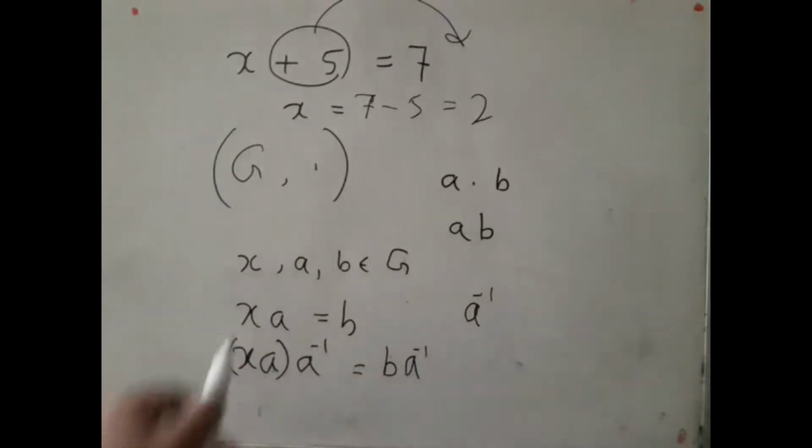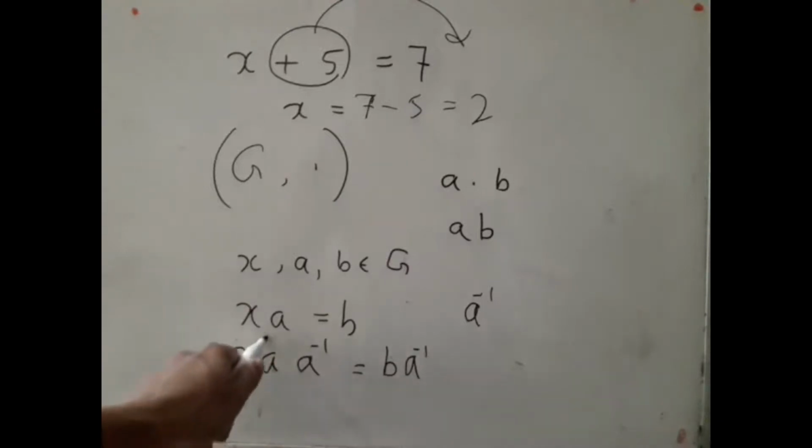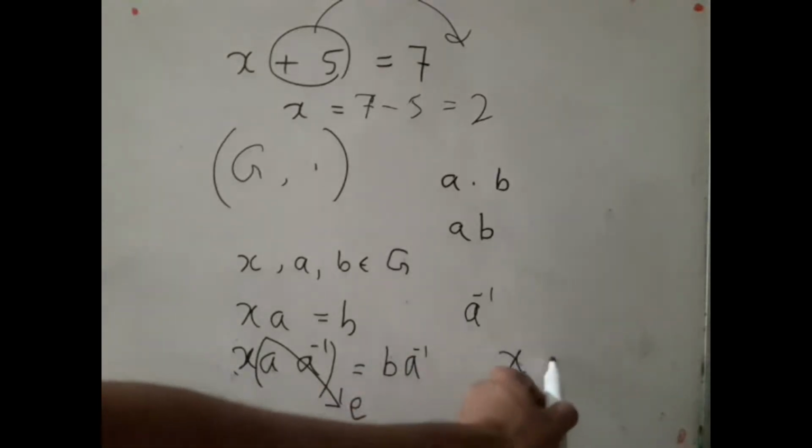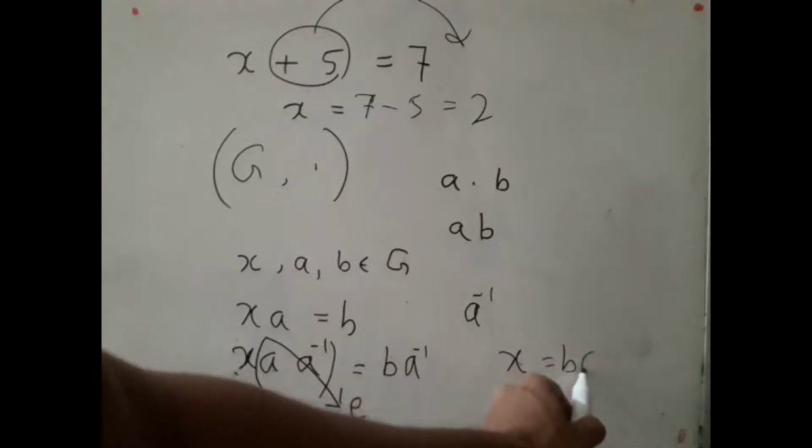Now since it is associative, I can put my brackets like this, and A times A inverse by the very definition is the identity. I will denote my identity by E. So X times identity. Now what is X times identity? By definition of identity, that is just X. So I am left with X equal to B A inverse.